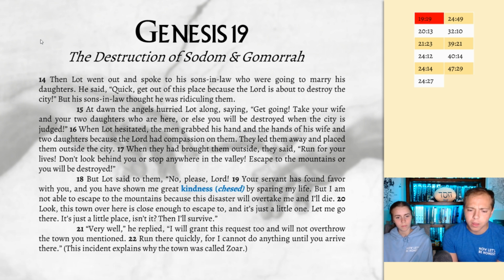But Lot said to them, no, please, Lord. Your servant has found favor with you, and you have shown me great kindness by sparing my life. But I am not able to escape to the mountains because this disaster will overtake me and I'll die. Look, this town over here is close enough to escape to, and it's just a little one. Let me go there. It's just a little place, isn't it?